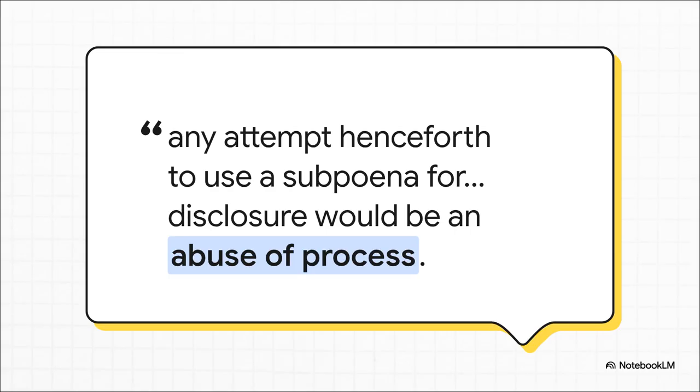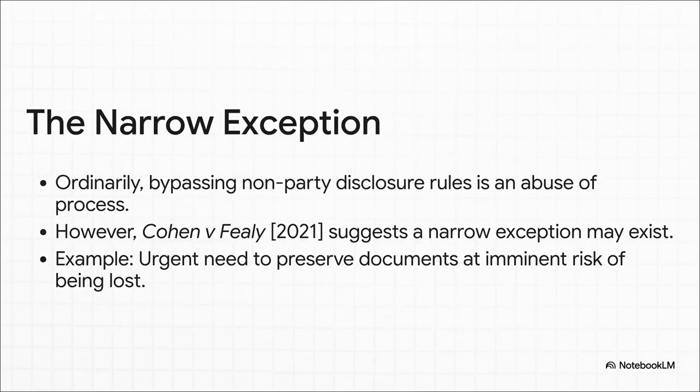Justice McKenzie drew a massive line in the sand. He said, and I quote, "Any attempt henceforth to use a subpoena for the purpose of obtaining disclosure would be an abuse of process." It couldn't be clearer. Trying to use a subpoena for pretrial discovery isn't just a procedural hiccup, it's a fundamental misuse of the court's power. So is that rule from Latent absolute?